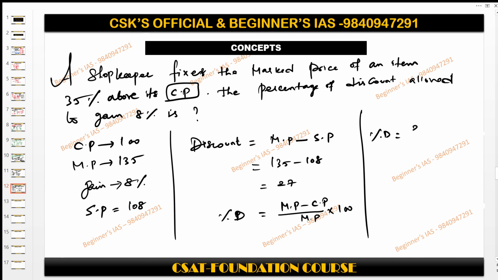So discount percentage is nothing but what? 27 by 135 into 100 percentage. So 20%. You can say 1 by 5, 1 by 5 is equal to 20 percentage. Percentage discount will be MP minus SP by MP. This model okay?